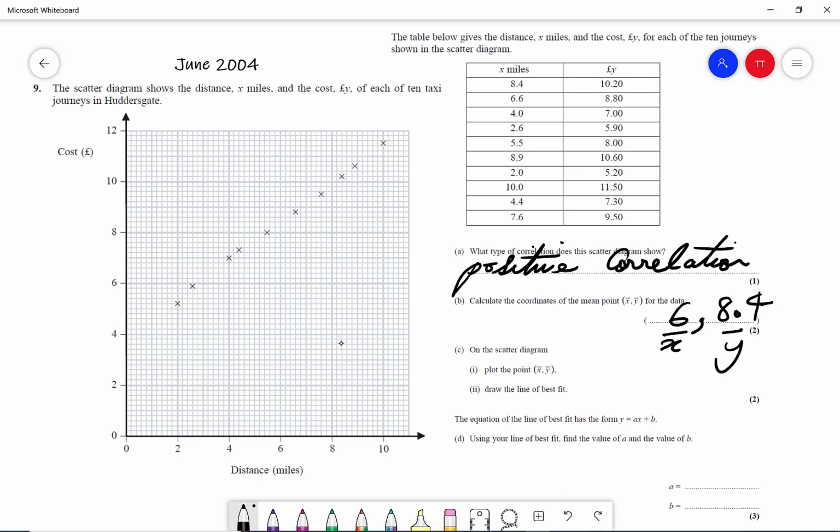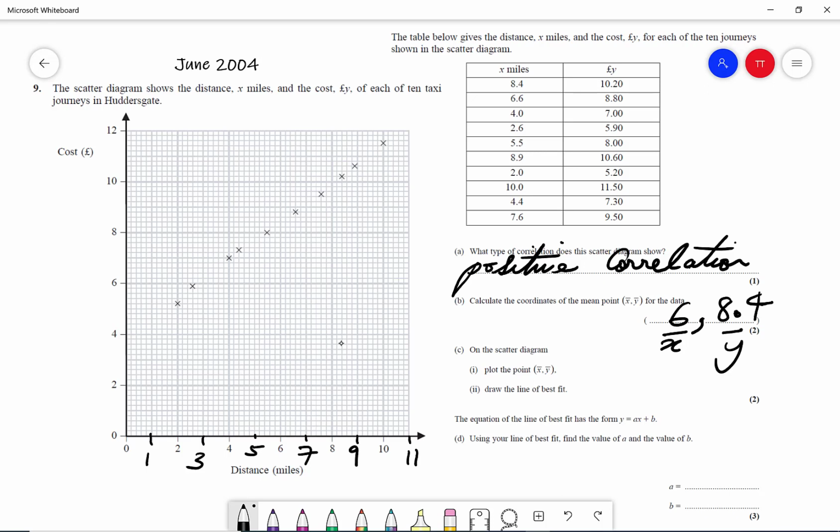On the x-axis, 10 squares represents 2 miles, so 5 little squares must represent 1. So this is 3, this is going to be 5, this is going to be 7, this is going to be 9, and this is going to be 11.